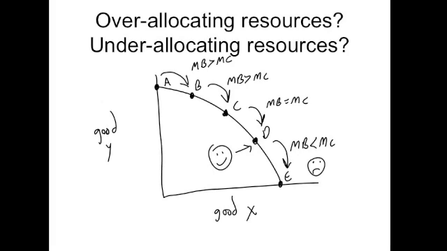If they stop at good C, it means they're making too much of good Y and they are over-allocating resources toward the production of Y. If they were at D and moved to E, they would find that the marginal benefit was less than the marginal cost, which means that they have over-allocated resources to the production of good X and under-allocated resources to the production of good Y.